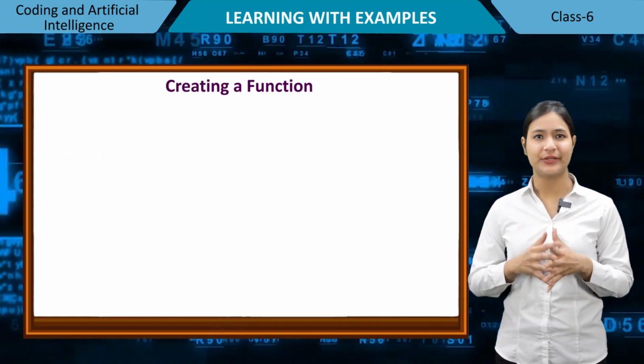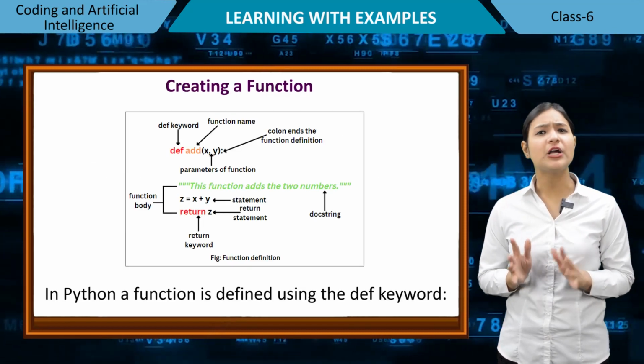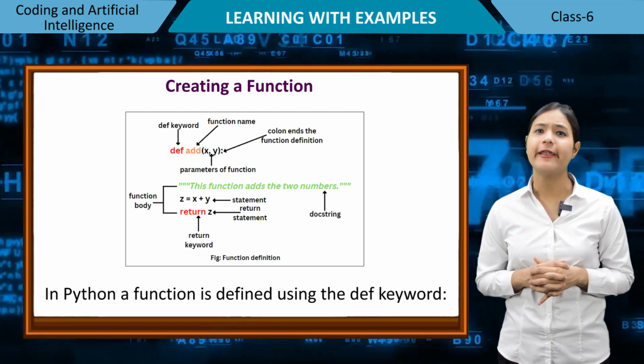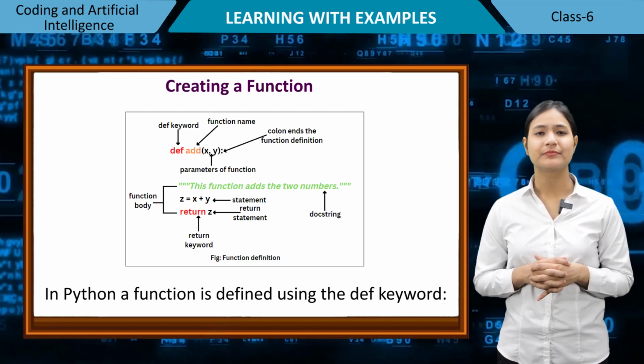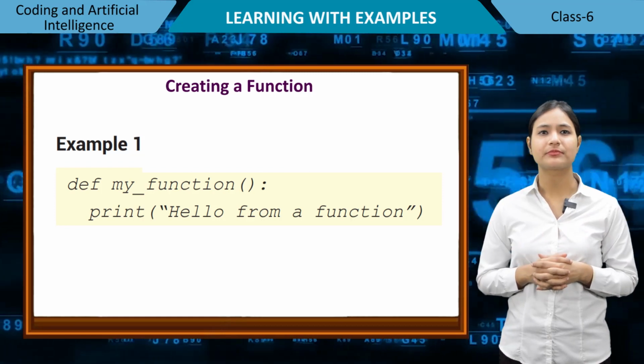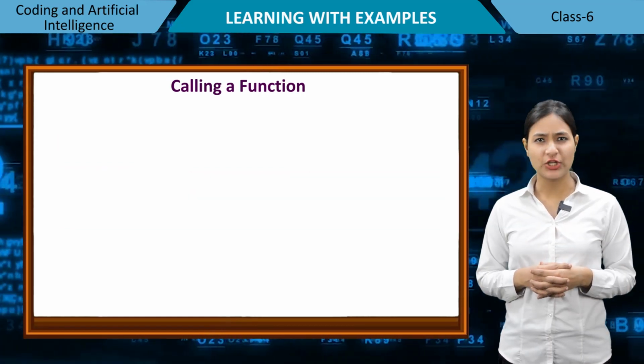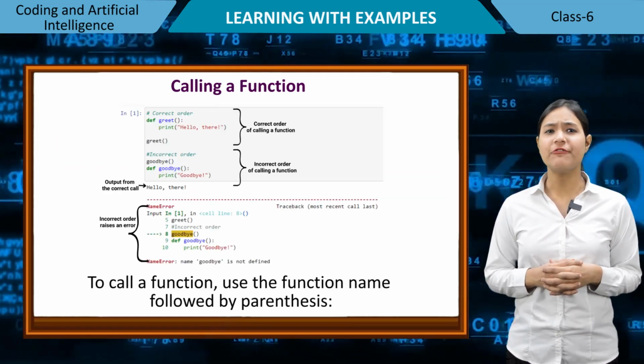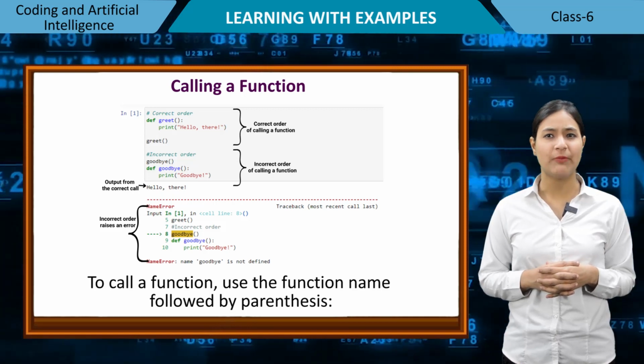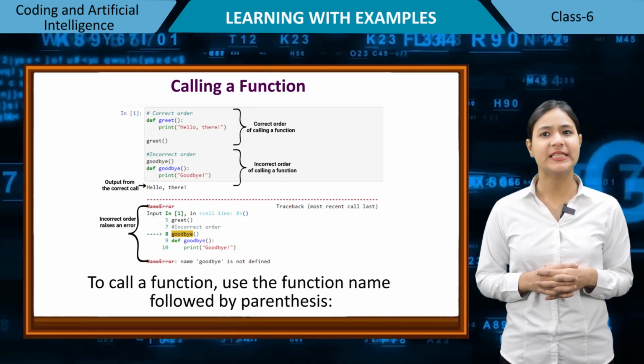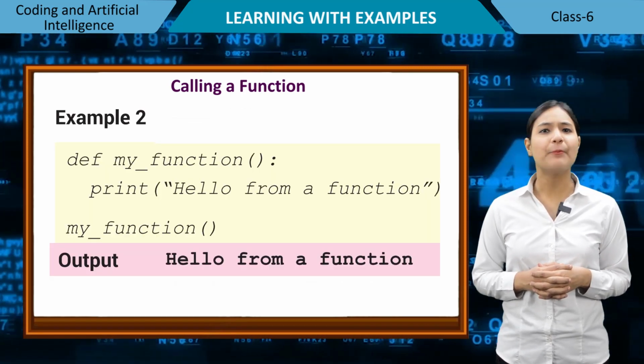Creating a function. In Python, a function is defined using the def keyword. Example 1. Calling a function. To call a function, use the function name followed by parentheses. Example 2.